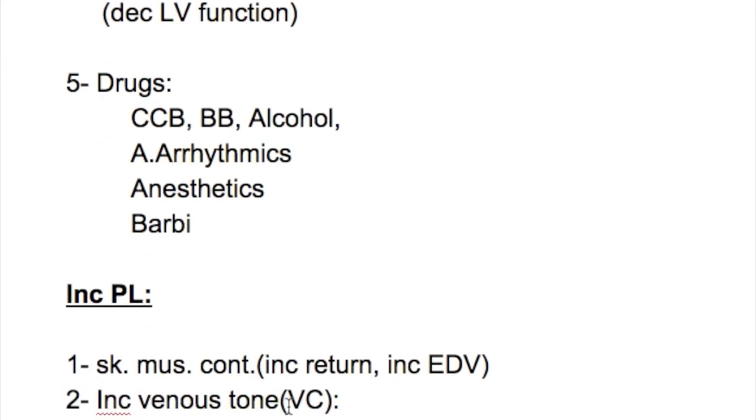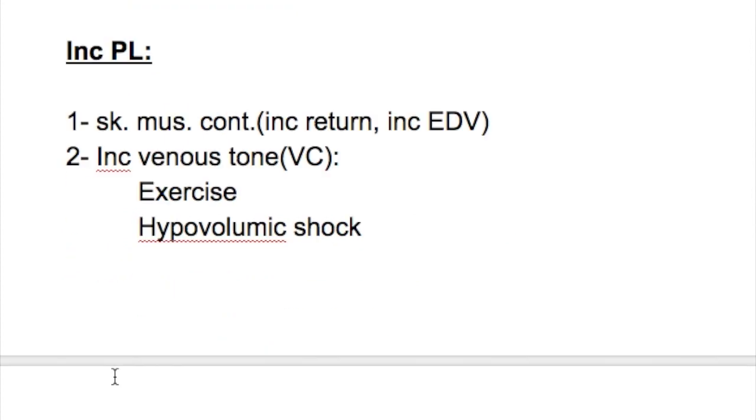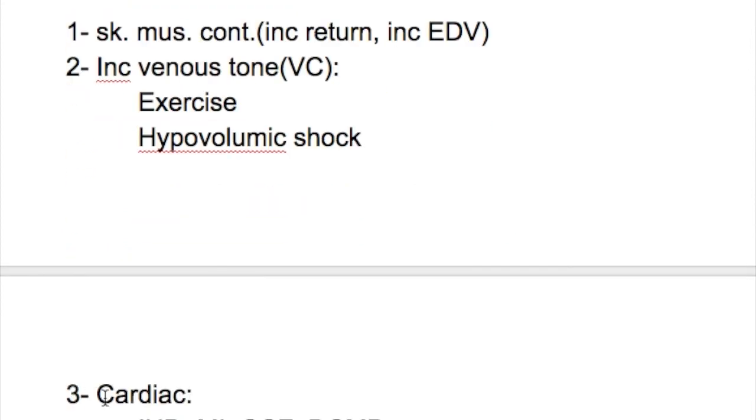Increase in venous tone, vasoconstriction or venoconstriction that occurs with exercise and hypovolemic shock, leads to increase in end diastolic volume and increased preload. The cardiac conditions that cause increase in end diastolic volume are ischemic heart disease, MI, CCF, and dilated cardiomyopathy.